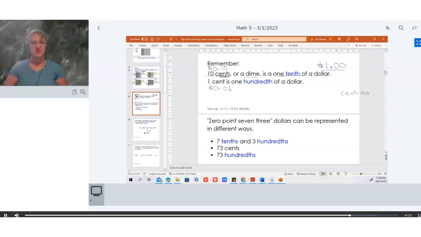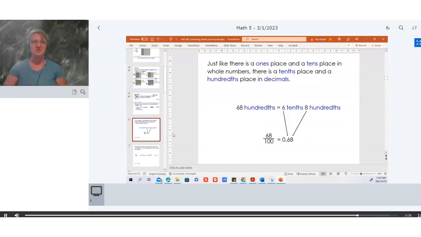Also, $0.73 can be represented in different ways. We could call it 7/10 and 3/100, or we could say 73 cents or 73/100. Make sure you get that TH in there. It's a little bit tricky to do, but make sure you do so that we know you're not talking about 73 hundreds, because that's not what we're talking about. 73 hundredths would be 0.73 is what we would write, or 0 and 73 hundredths.